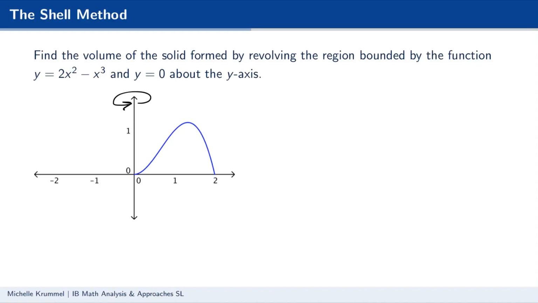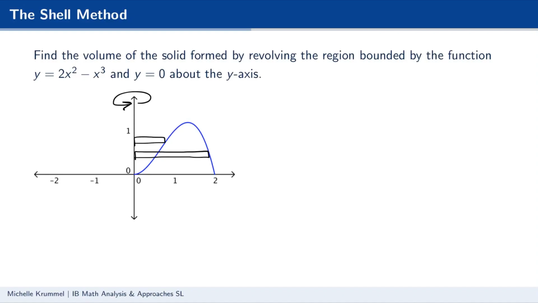And sometimes it doesn't matter. It's equally the same amount of work either way. So if you want to try using the washer method, you can. However, this is another type of problem where it's going to be really difficult to do the washer method. I know that because if I try to do the washer method, my outer radius is touching this function and my inner radius is touching the same exact function.